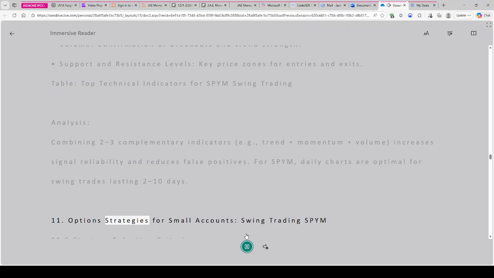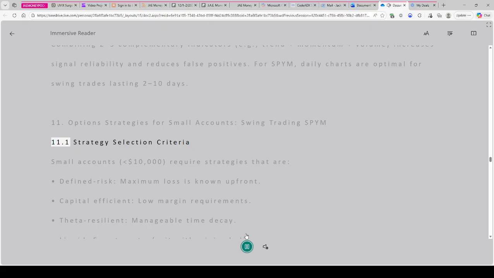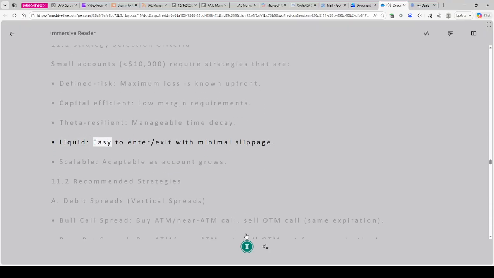11. Option strategies for small accounts, swing trading SPYM. 11.1 Strategy selection criteria. Small accounts, less than $10,000, require strategies that are defined risk, where maximum loss is known upfront. Capital efficient, low margin requirements. Theta resilient, manageable time decay. Liquid, easy to enter and exit with minimal slippage. Scalable, adaptable as the account grows.